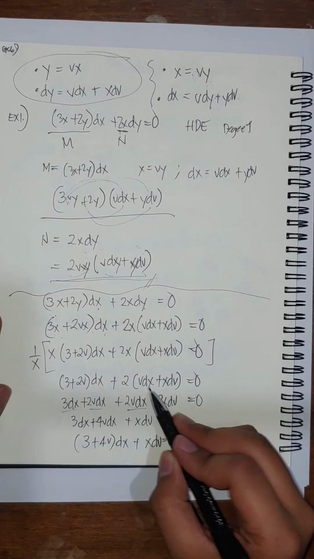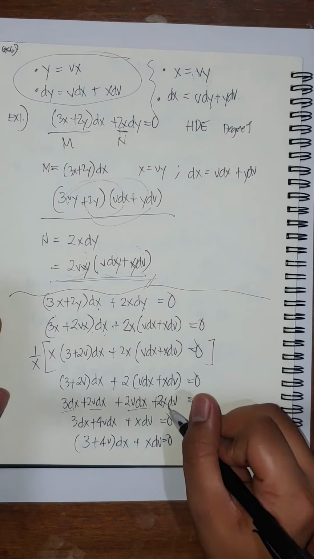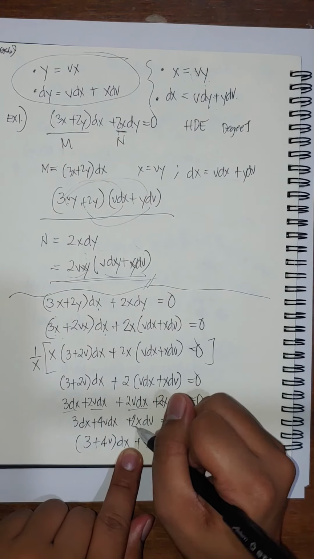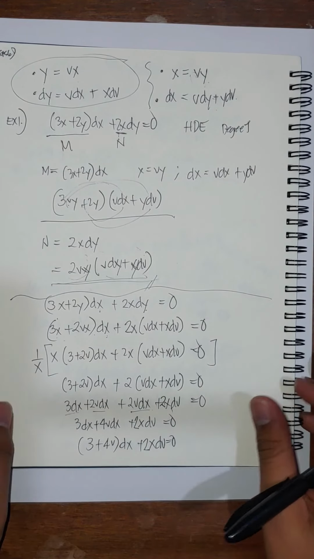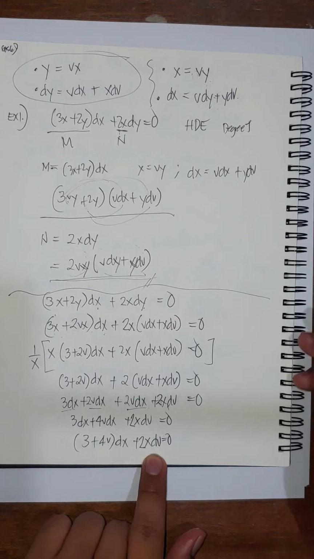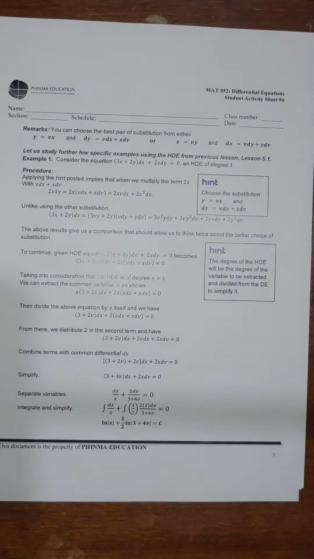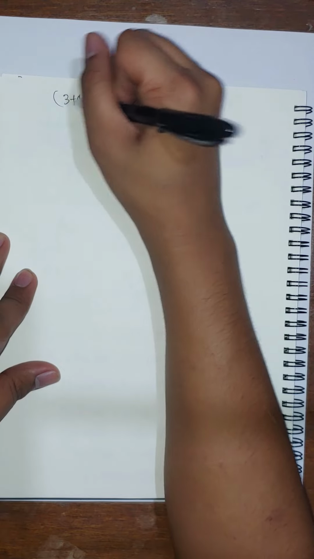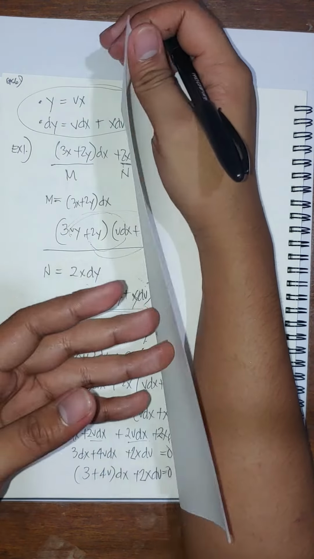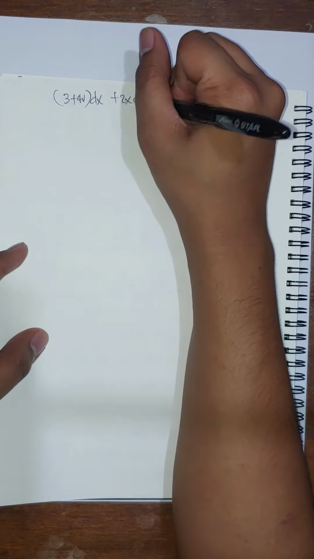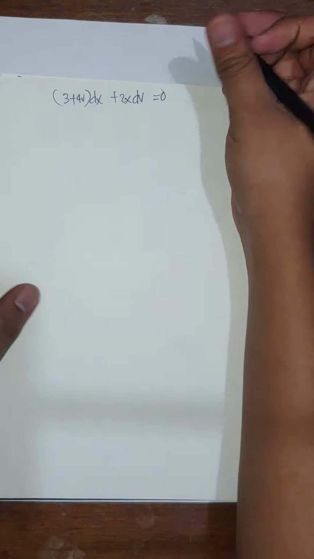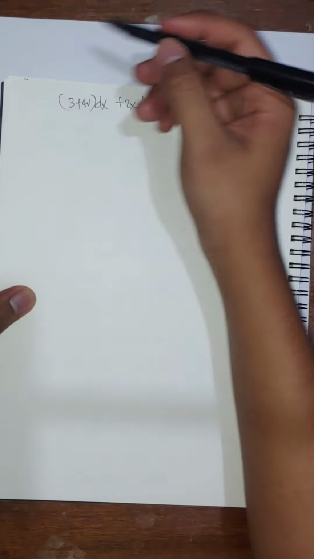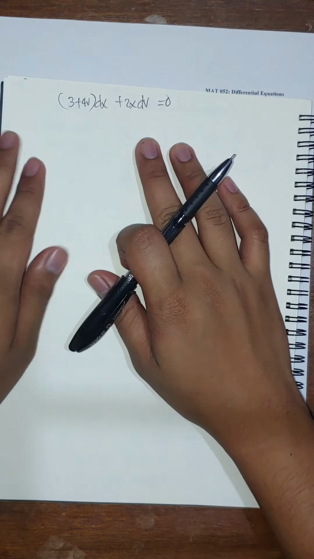Notice, so 2 times v dx, that is 2v dx, times 2x dv. So would like to rewrite this one here. So the equation, ko rewrite. So we have 3 plus 4v dx plus 2x dv equals 0. Yes. And then, so now, pwede na nato siyang ma-variable separable.